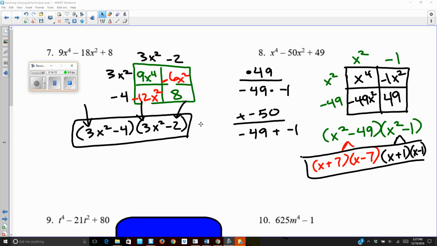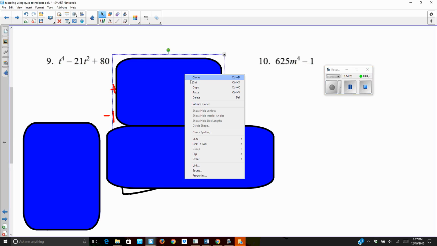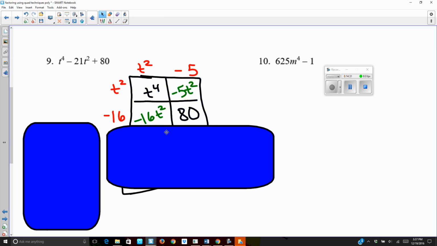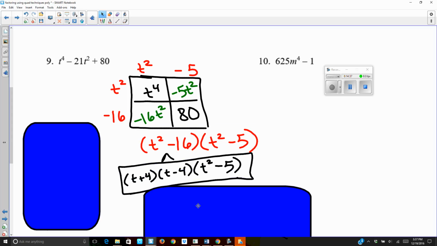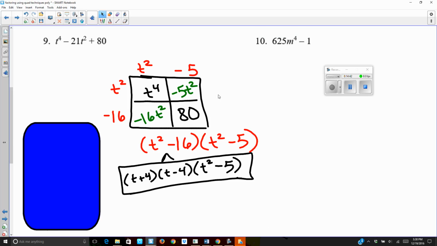Try one more, try number 9 on your own and see if you can get that answer completely correct. Again, no GCF on number 9, so you go straight to the box in that problem. So number 9, there is what the box should look like on this one. You should notice one of those can be factored again, t squared minus 16. T squared and 16 are both perfect squares, so it can be factored again. 5 is not a perfect square, so that one cannot be factored a second time.